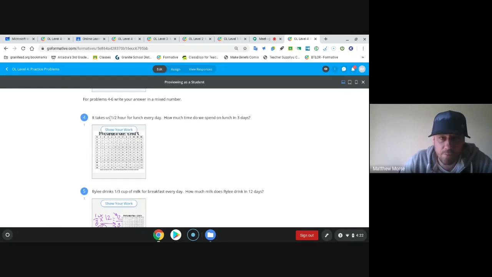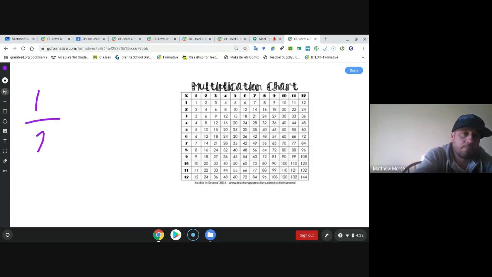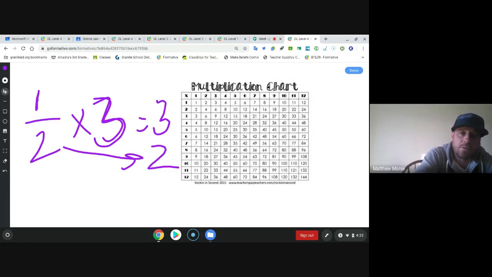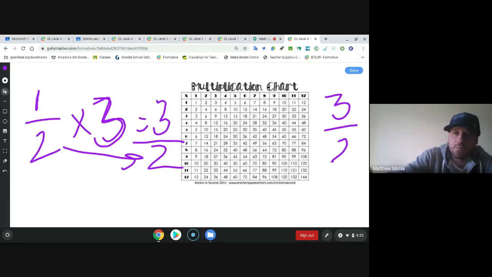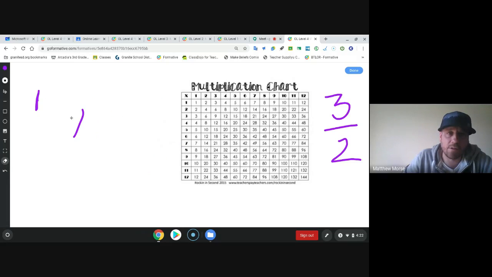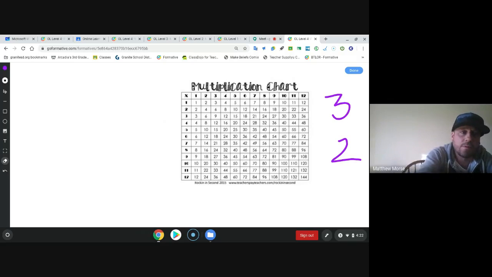And let's see. So it takes us half an hour every day for lunch. How much time do we spend on lunch in 3 days? So 1/2 times 3. So 1 times 3 equals 3. Bring your denominator over for 2. So you have 3 halves. But we're not done because we can't leave it as an improper fraction for this one. Now we have to convert 3 halves into a mixed number. So basically you have to divide 3 by 2.